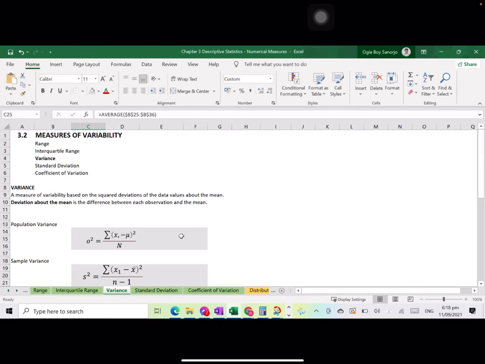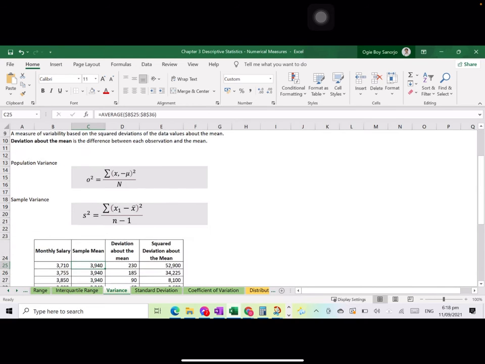So basically, kung iisipin mo, if you have the first observation, i-minus mo lang yon doon sa mismong mean ng dataset. So yung deviation about the mean, that is the difference of the two. So lahat ng observations, gagawin mo yung pagkuha ng deviations about the mean. For this topic, variance, we have two types, the population and the sample variance. So please be noted between the difference of the two.